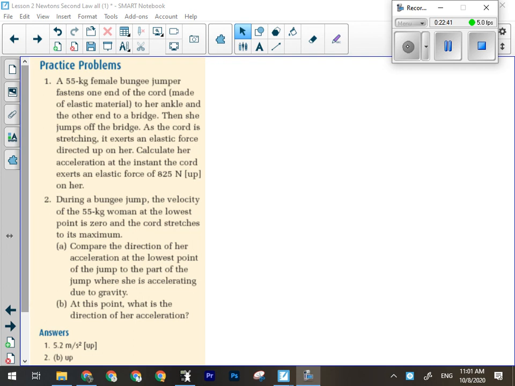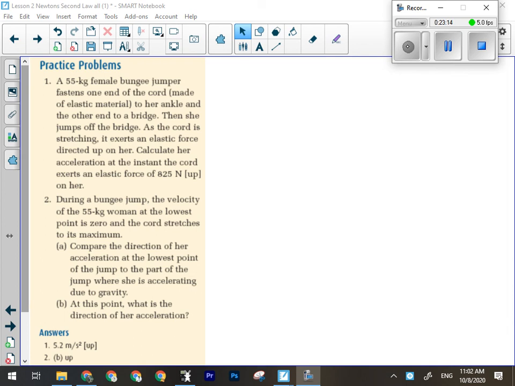Okay, so with number one, it says I have this 55 kilogram female bungee jumper who fastens one end of the cord made of elastic material to her ankle and the other end to a bridge. Yep, that's generally how it's done. That's generally how bungee jumping is done. You want to definitely tie both ends. I mean, it's safer that way. Then she jumps off the bridge. As the cord is stretching, it exerts an elastic force directed up on her. That's good. That's what you want, because it has to counteract gravity.